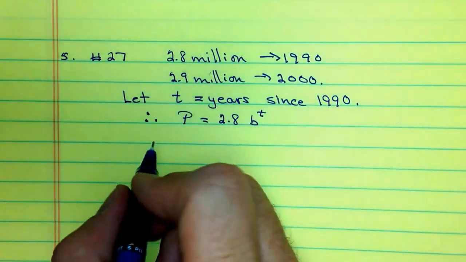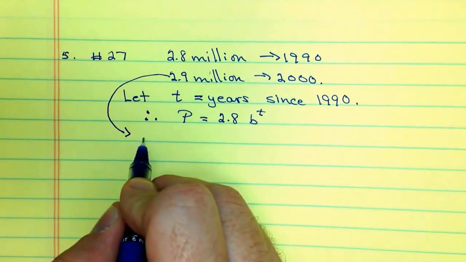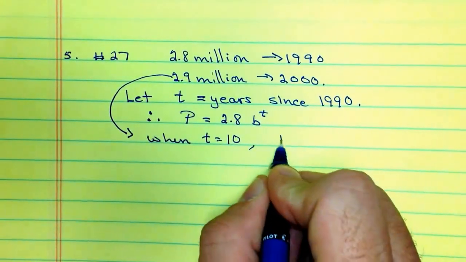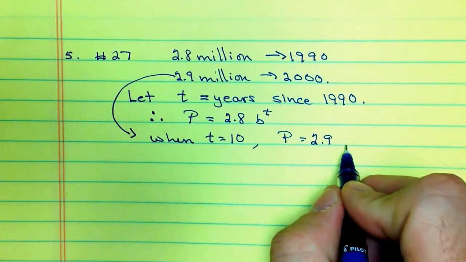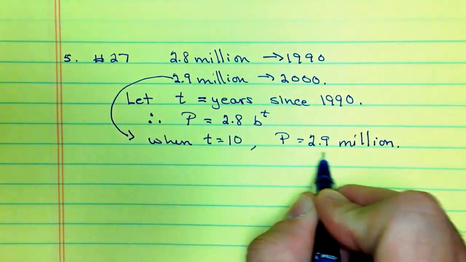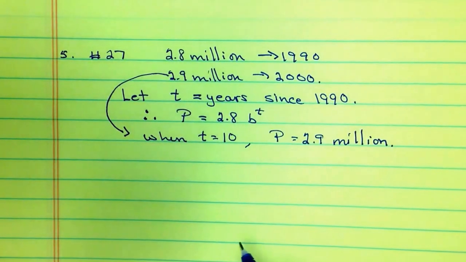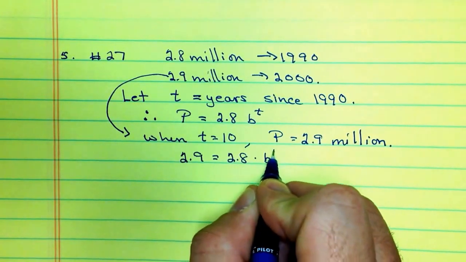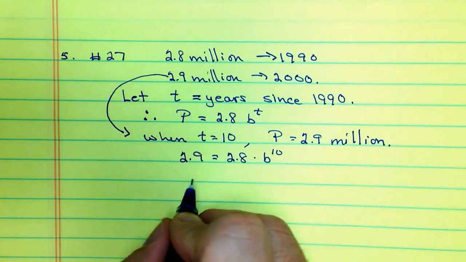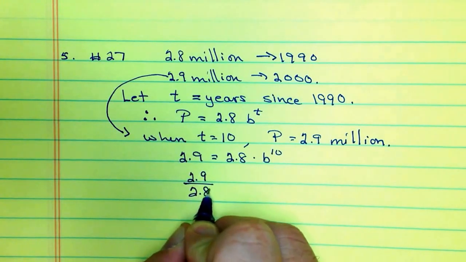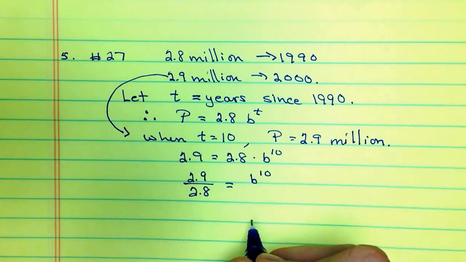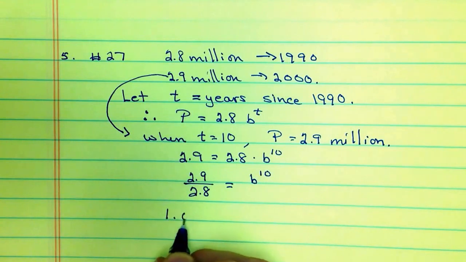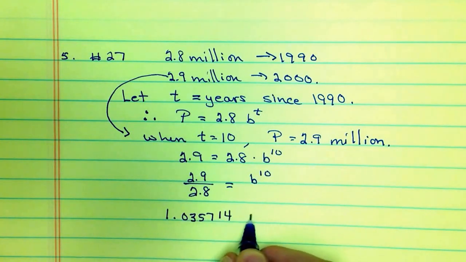Well, we're told, using this information, when t equals 10, P equals 2.9 million. So we're just going to truncate everything and just use these 2.9 and the 2.8. So that means 2.9 equals 2.8 times b to the 10. So divide by 2.8, you get 2.9 divided by 2.8 equals b to the 10th. Okay? So if you divide 2.9 by 2.8, you get 1.035714 equals b to the 10th.